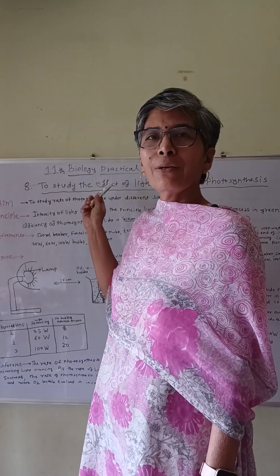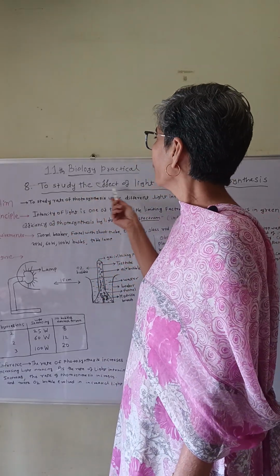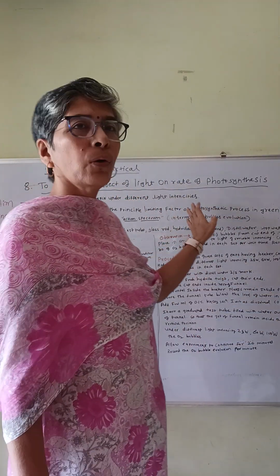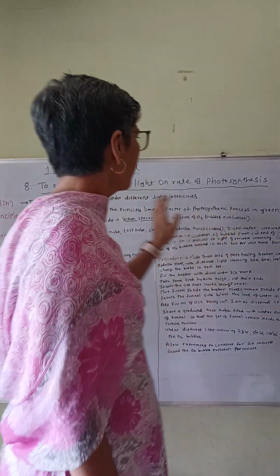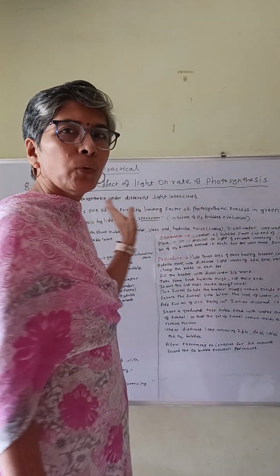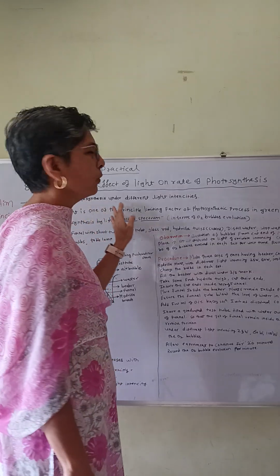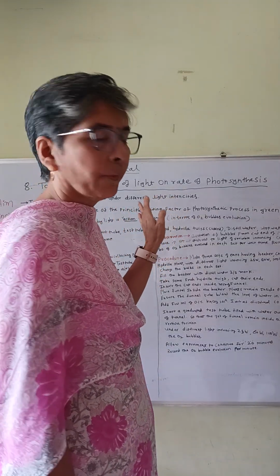This is 11 biology practical number 8, to study the effect of light on the rate of photosynthesis. The aim of this experiment is to study the rate of photosynthesis under different intensities.